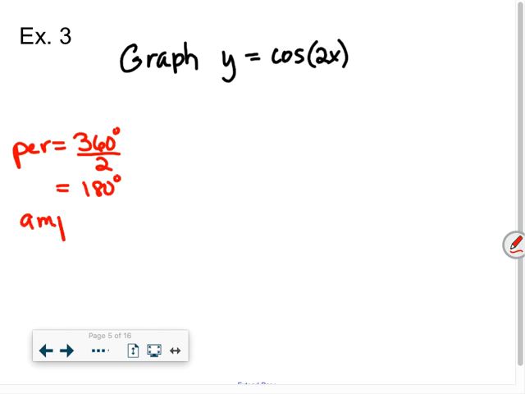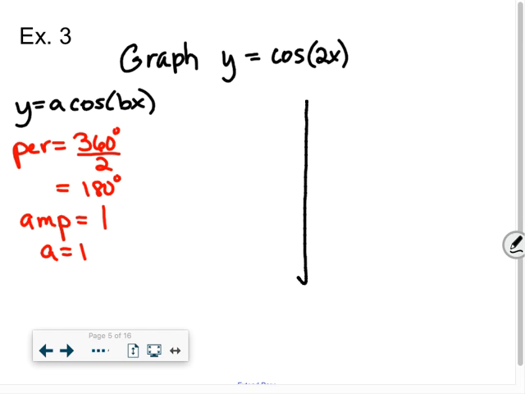What's the amplitude? Awesome. It's 1 and a is 1. Okay. Amplitude, and let's make sure we're catching this. y equals a cosine bx. Okay. So the absolute value of a is amplitude. Period is 360 divided by the b value. So I'm going to make 4 ticks to the right and call it 180 degrees.